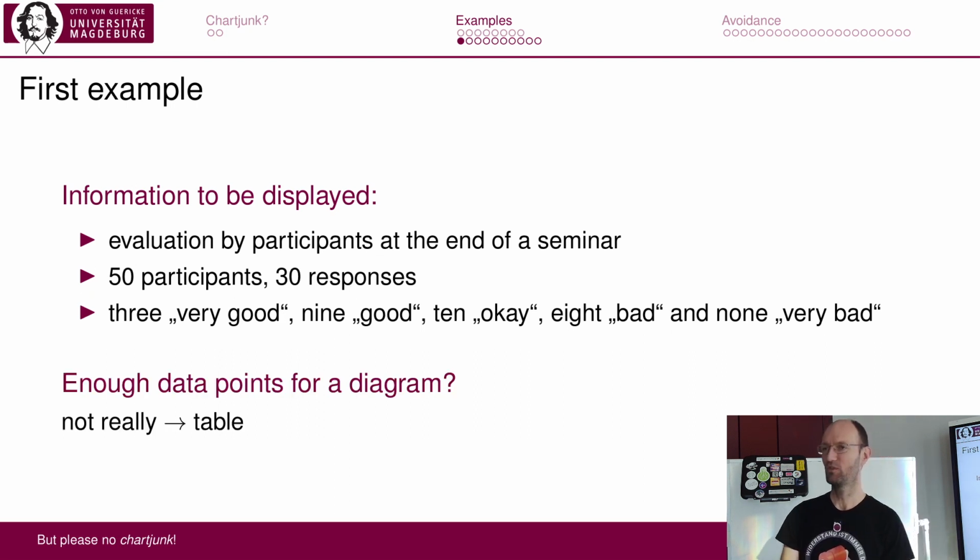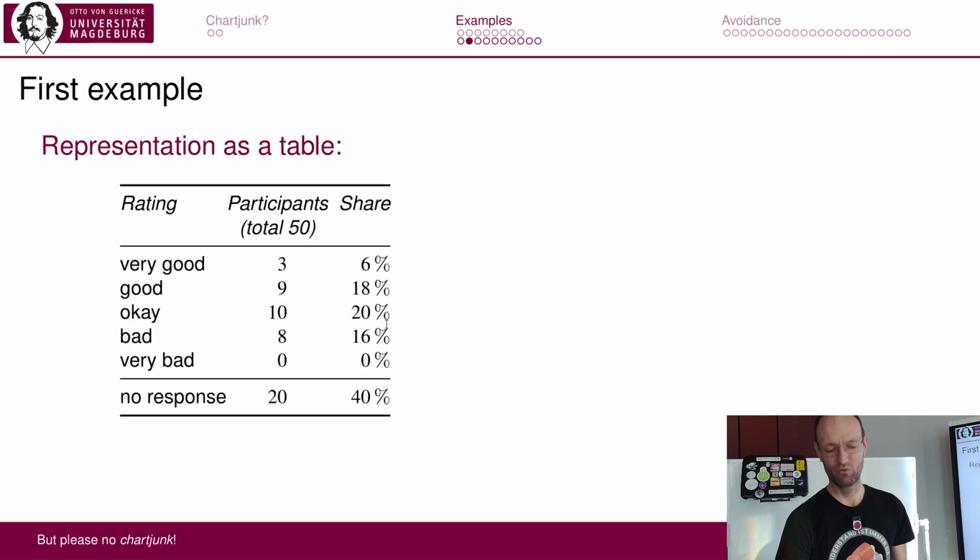And the first question usually that you should ask yourself, like in some of the diagrams that we have seen before, is: is this really enough information that you require a diagram? And in this case, maybe not. It's very borderline. So what we could do is we could also just represent it as a table and put these numbers in a table, maybe calculate some share in some percentage, what this means, and then people could look on this table and get some idea on how well or how bad your seminar was received by the participants.